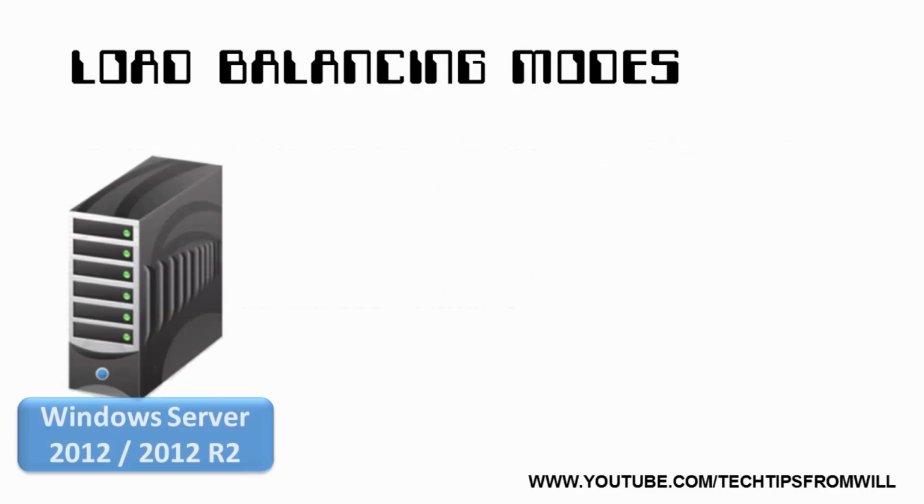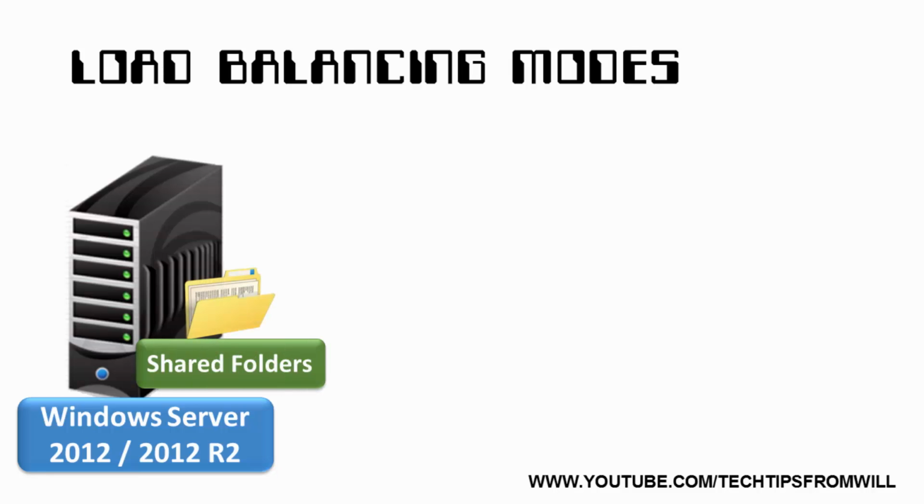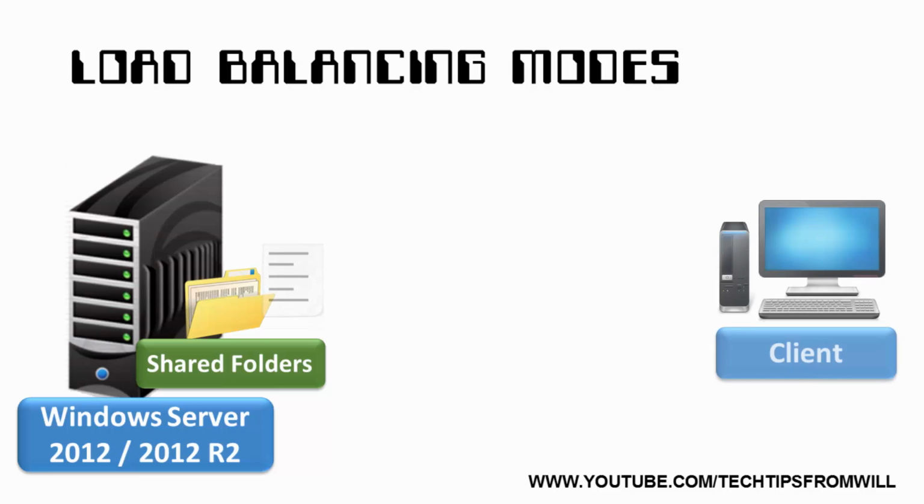Let's say that you have a server running either Windows Server 2012 or Windows Server 2012 R2. This server is a very busy file server, hosting thousands of shared folders. When a client computer requests a file from the file server, before the file is transferred to the client, it is first broken down into smaller segments. These segments are called packets.